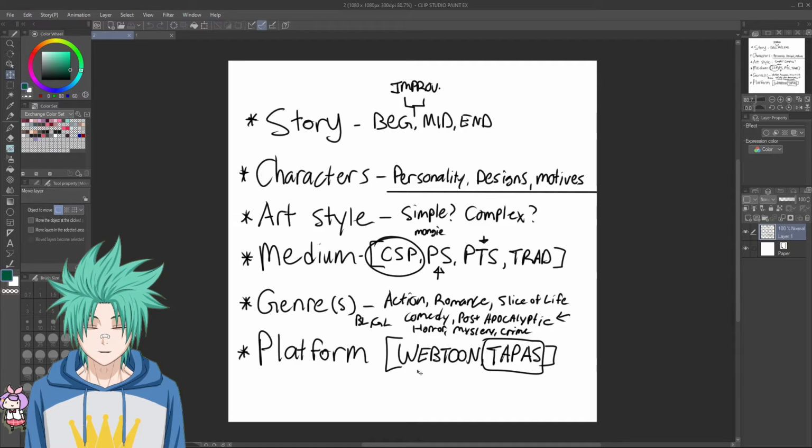Your art style, this is very important. Whatever you choose to do, make sure you can make it efficient for production. What you're making your webtoon on, your medium, like Clip Studio, Pixel Sci, Photoshop, traditional, anything really. Your genres, what type of genre your story is going towards, and the platforms you choose to put them on. They're both good. So, yeah.